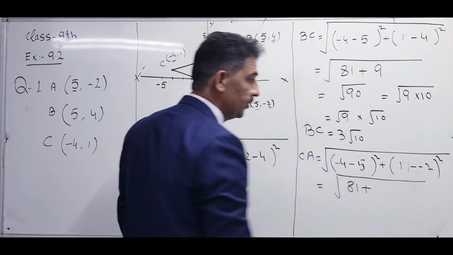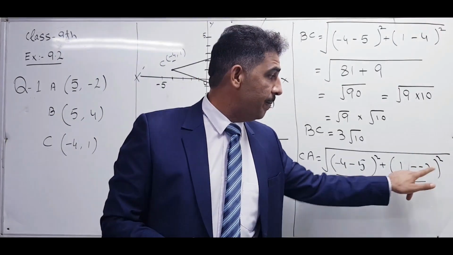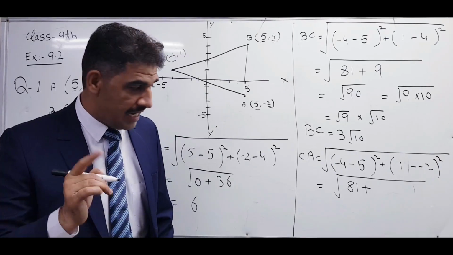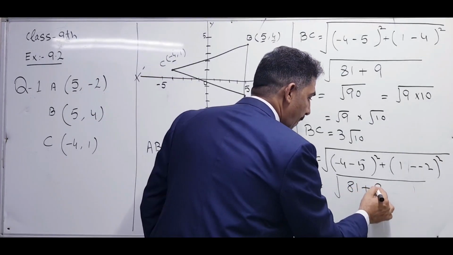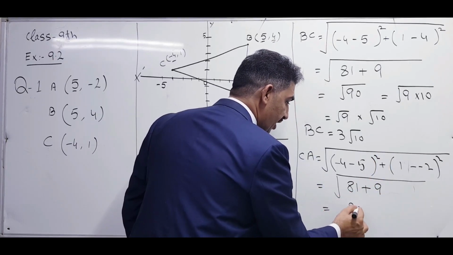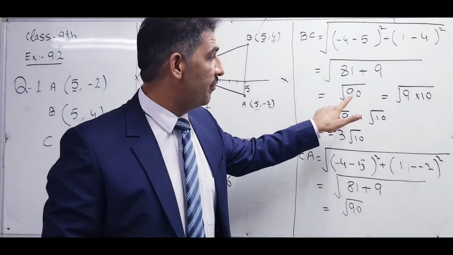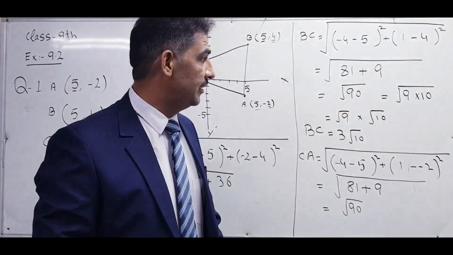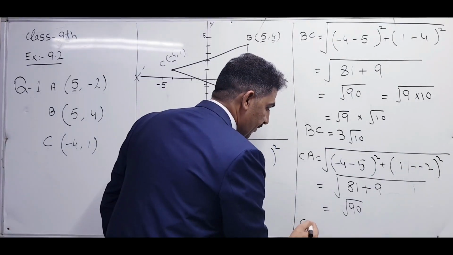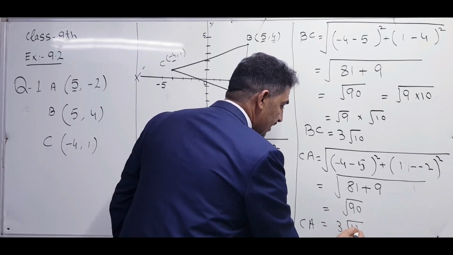Plus, here minus into minus is plus. So 1 plus 2 is 3, and the square of 3 is 9. Good. So what answer will we have? 90. And when we simplify the square root of 90, what answer will we get? We will get 3 root 10. CA is 3 root 10, in the same way.